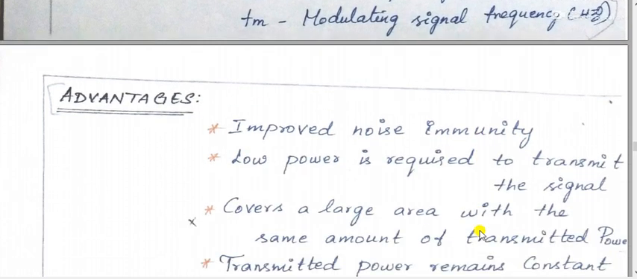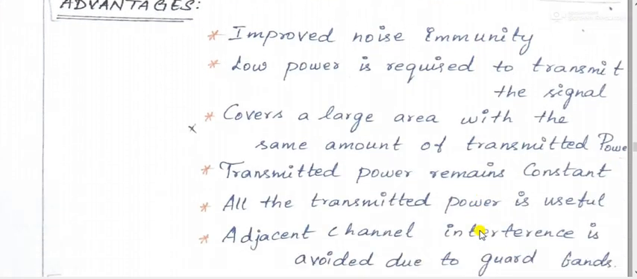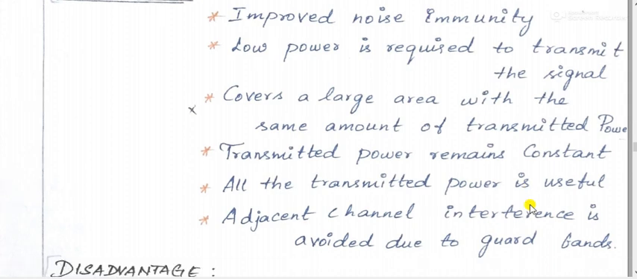Advantages of FM. Here the noise immunity is improved. Compared with AM, the FM signal has less noise. From practical experience we can understand this with AM radio and FM radio. Hearing a song on FM is better than on AM, so noise is less in FM. Low power is required to transmit the signal compared with AM, and transmitter power remains constant. All the transmitter power is useful. It covers a larger area.